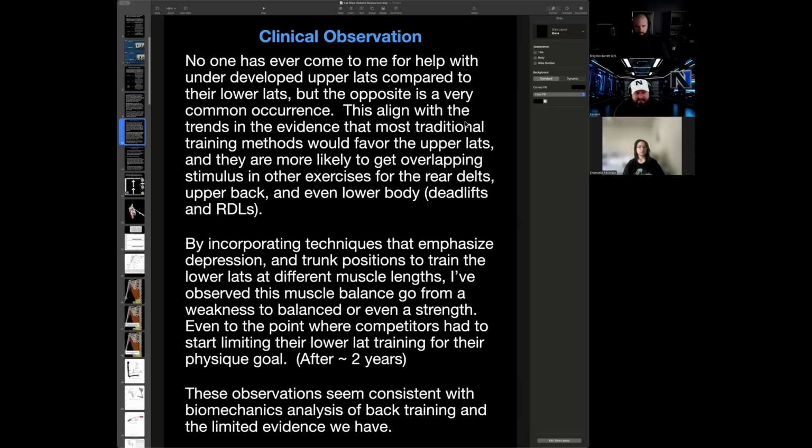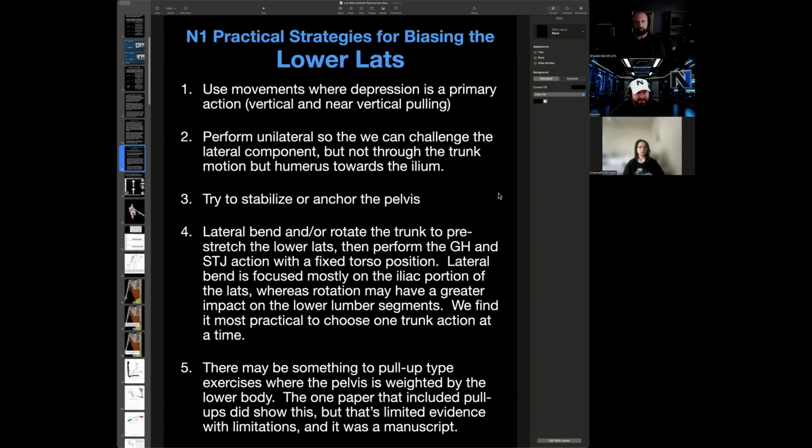By incorporating techniques that emphasize depression and trunk positions to train the lower lats at different muscle lengths, I've observed this muscle balance go from a weakness to balance or even a strength. I even have examples where people have essentially had to limit their lat training because now their lower lats, their iliac lats, are becoming too prominent for their physique goal, right? This observation seems consistent with my analysis of the biomechanics, even though it's a very simplified one in this context of back training and the limited evidence we have. So people can pause this if they want, but basically this would be my practical applications in terms of strategies. If you don't want to give me the time to read through it, I'll just be quiet.